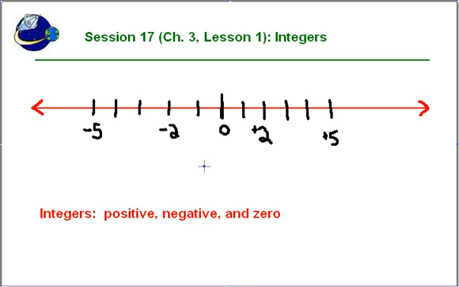You can have 10 degrees below zero. You can have 7 degrees below zero. You can have minus 15 degrees. You can have minus 60 degrees. So there's a common everyday example of negative numbers.